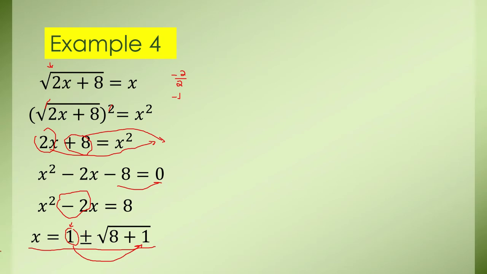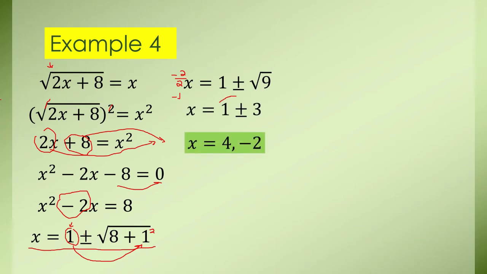Now 1 squared is 1. This is the square here. 1 squared is 1. Then x is equal to 1 plus 8 plus 1 is 9, and the square root of 9 is 3. Now I have two possible solutions. 1 plus 3 is going to be 4, or 1 minus 3 is going to be negative 2.